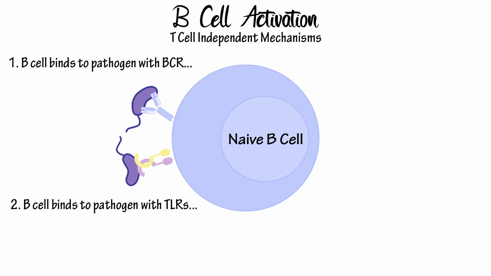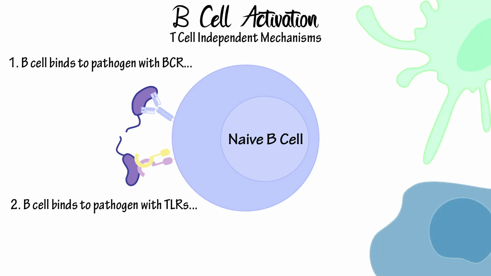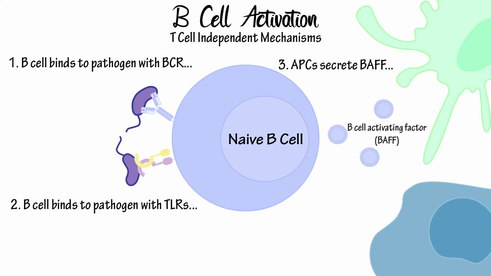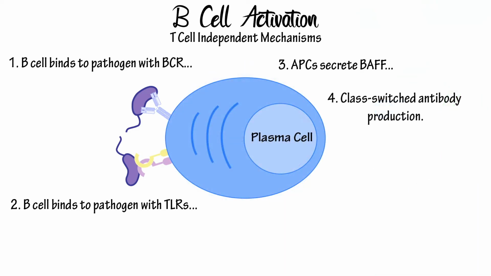B cells can also be activated by macrophages and dendritic cells after it recognizes a foreign pathogen. The other antigen presenting cells can release B cell activating factor. This causes the B cell to release class-switched antibodies, usually IgG or IgA. IgA is released as a dimer.